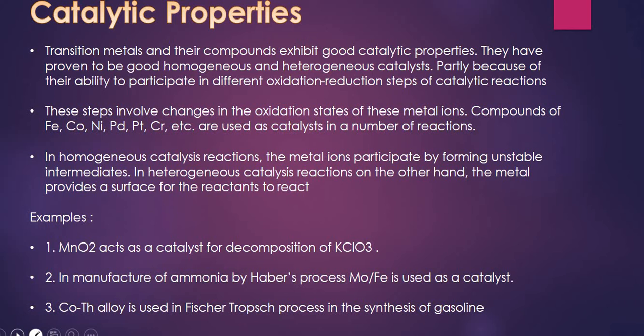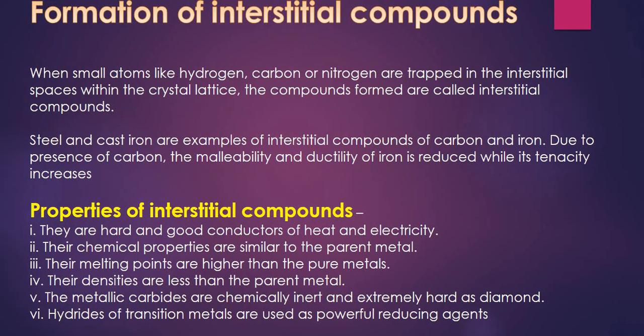Now next is formation of interstitial compounds. When small atoms like hydrogen, carbon, nitrogen are trapped in interstitial space within the crystal lattice, the compounds which are formed are called interstitial compounds, and the sites where the atoms are trapped are called interstitial sites. Steel and cast iron are the interstitial compounds of carbon and iron, which we already know.